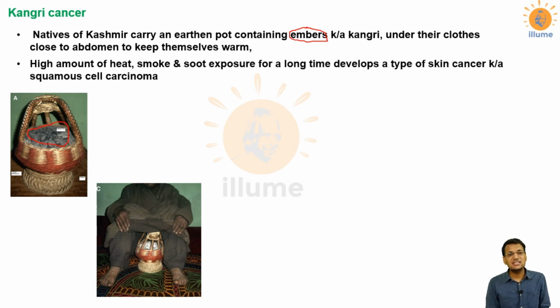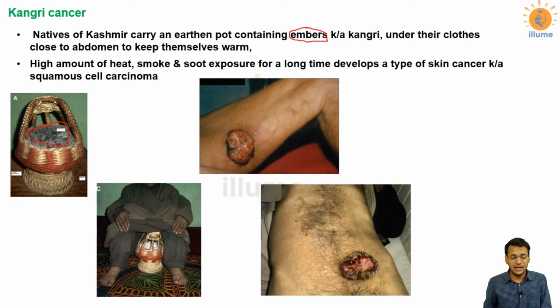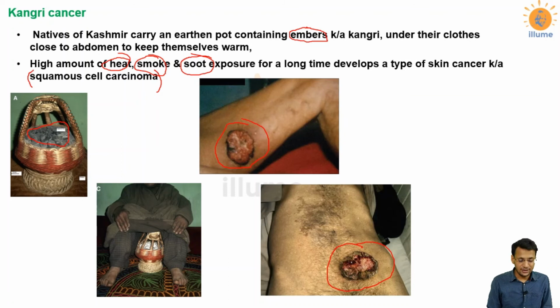And because maximum heat is exposed to the thigh areas and the abdominal areas, the skin in the thigh and abdomen areas produces squamous cell carcinoma. This kind of squamous cell carcinoma, caused by the use of Kangri, is called Kangri cancer in those areas. So this is a kind of squamous cell carcinoma of the skin produced because of intense heat, smoke and soot from the burning of coal, and all these factors contribute to its development. This is called Kangri cancer.